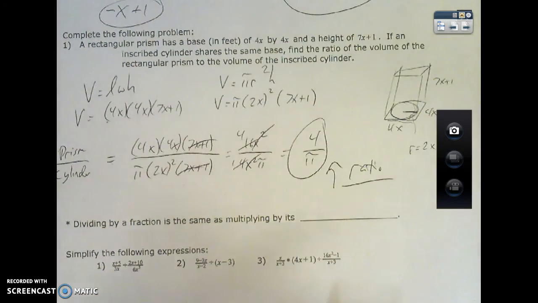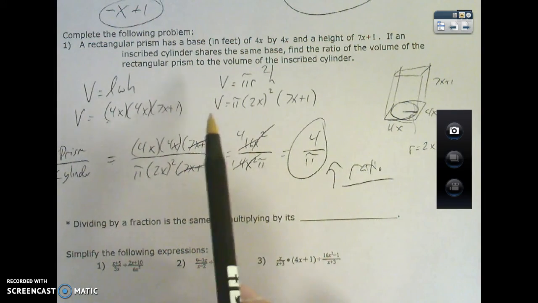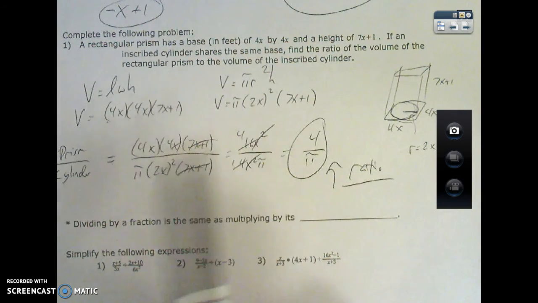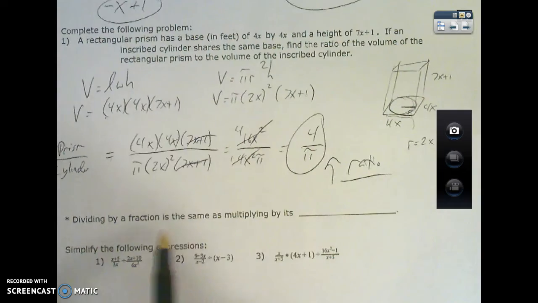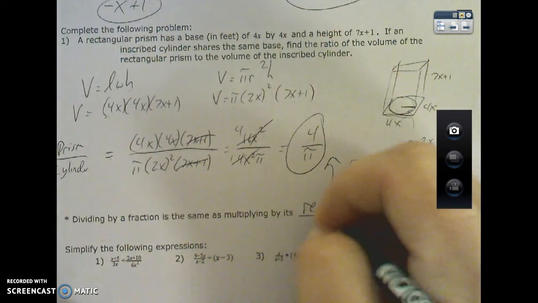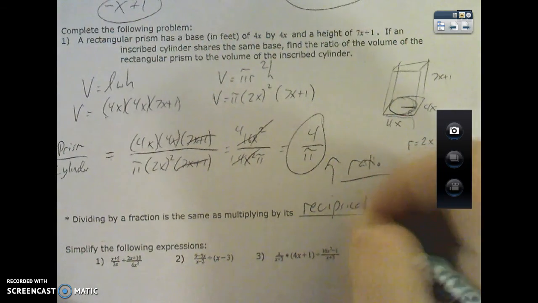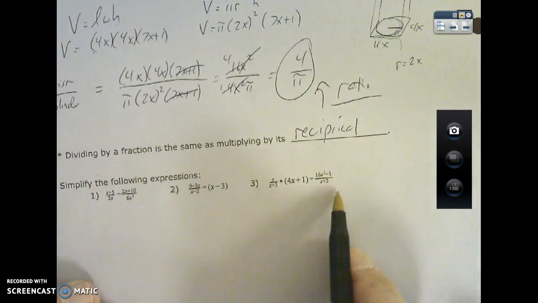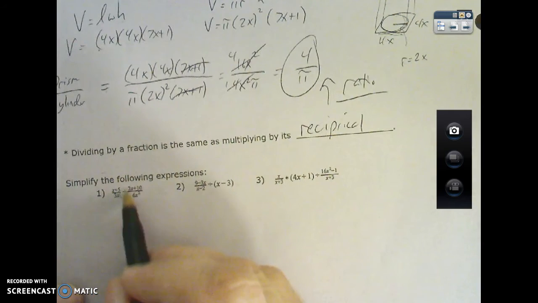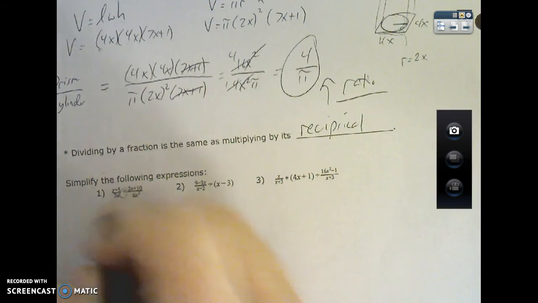Okay? So as ugly as it looks, yes, don't panic. I'm not expecting you guys to memorize these formulas. I will have them on the board if you need them. But you could definitely do a ratio like that to figure out what it is. Dividing by a fraction is the same as multiplying by its reciprocal. Okay? When you flip it. So for all these, it's the same thing you guys did in the front, but when you see this division, you flip the second fraction.